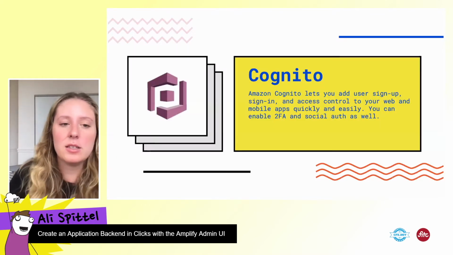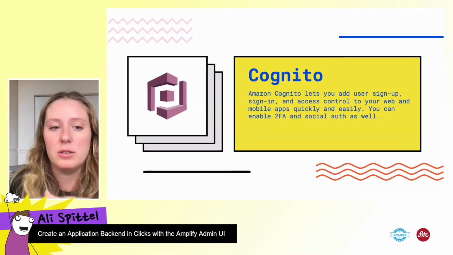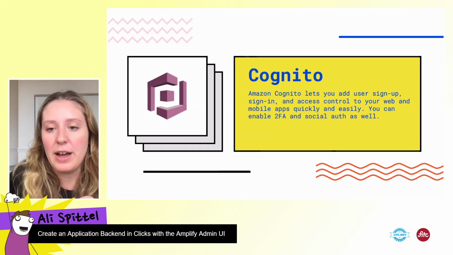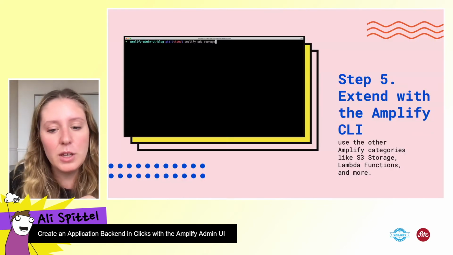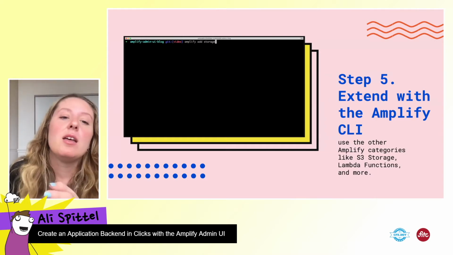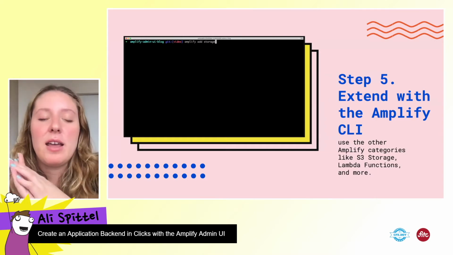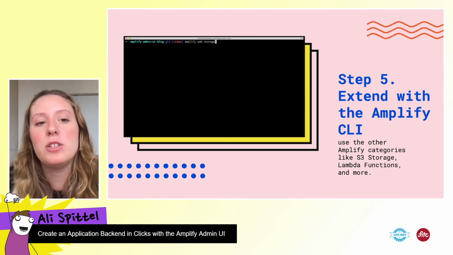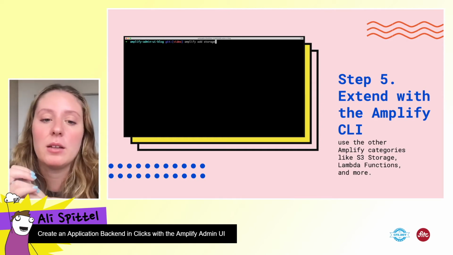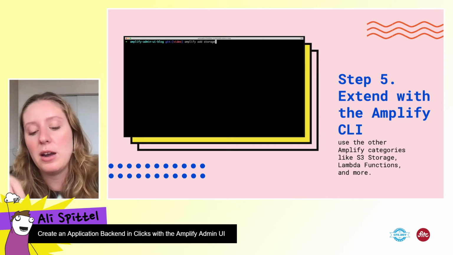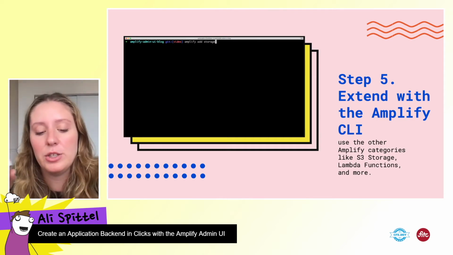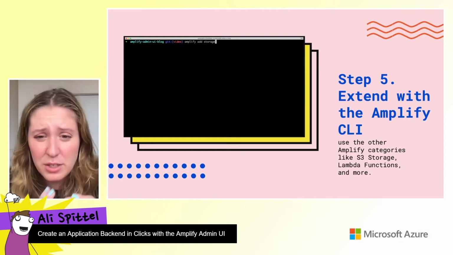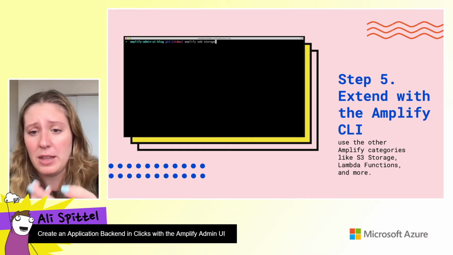So behind the scenes, this is using Amazon Cognito, which does user sign up and sign in for you, as well as multi-factor authentication. Then some of the services that Amplify enables are via that admin UI, but we have even more with the command line interface. So if you want to add S3 storage, Lambda functions, or predictions, you can do all of those things through the command line interface.